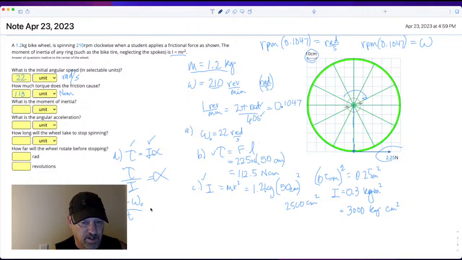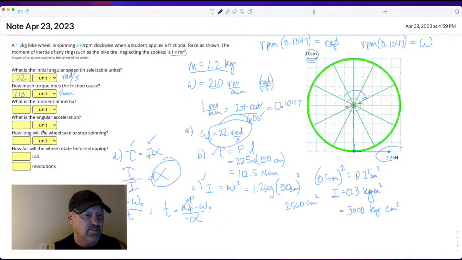So we rearrange this equation and say t is equal to omega final minus omega initial over alpha. Well, we know omega final is 0, and omega initial is part A right here, 22. Alpha we found up here, and t is all we have to solve for. Alpha is negative, and this is negative, so that becomes a positive time. So that'll give us the time it takes.